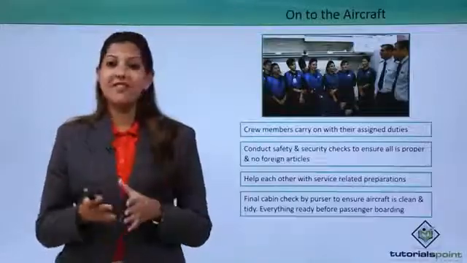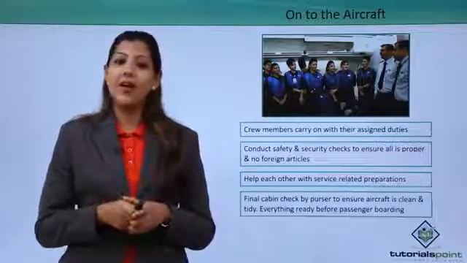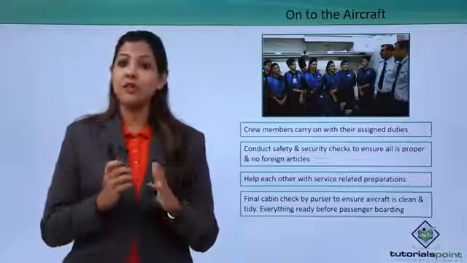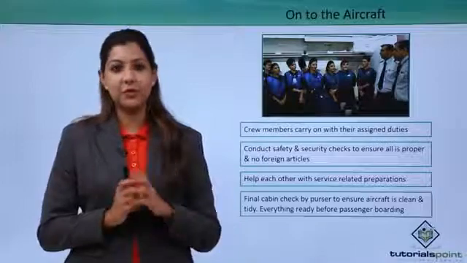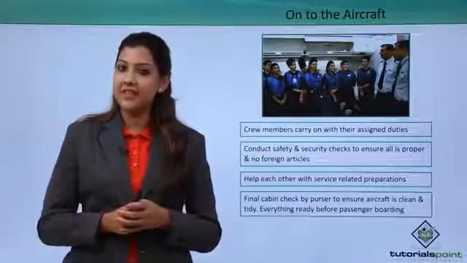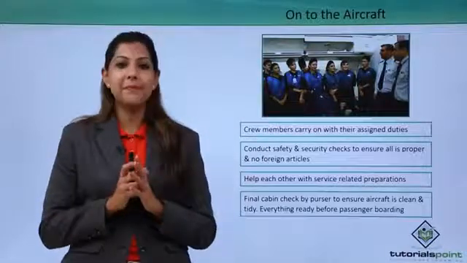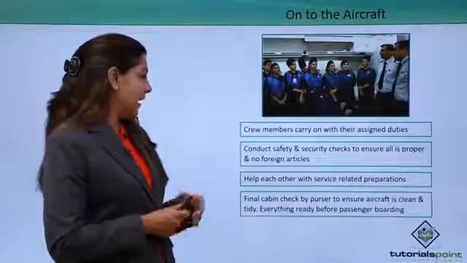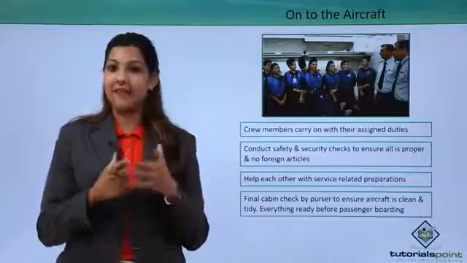Well, after the briefing, the entire set of crew go on to the aircraft. Once they are on the aircraft, there are certain things that the crew needs to do. They need to stow their baggage at the place designated for them. They have to do certain checks of safety equipment on board the aircraft. They need to make sure that the plane is absolutely spick and span and ready for the passengers to come. And they have to have a final check which is going to be done by the flight purser.